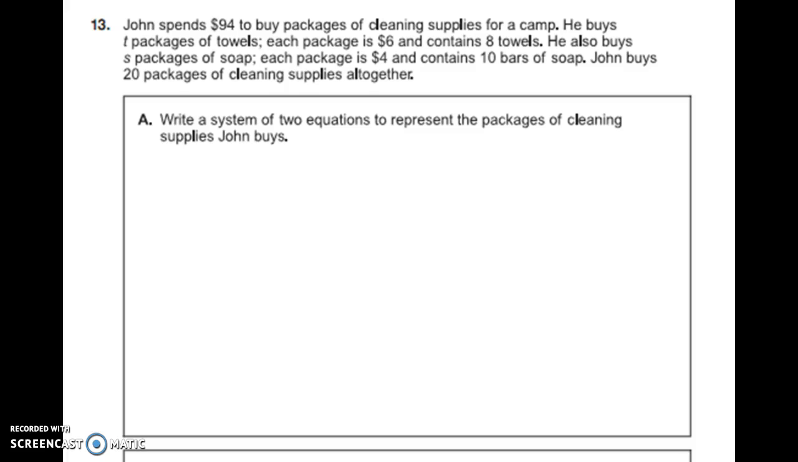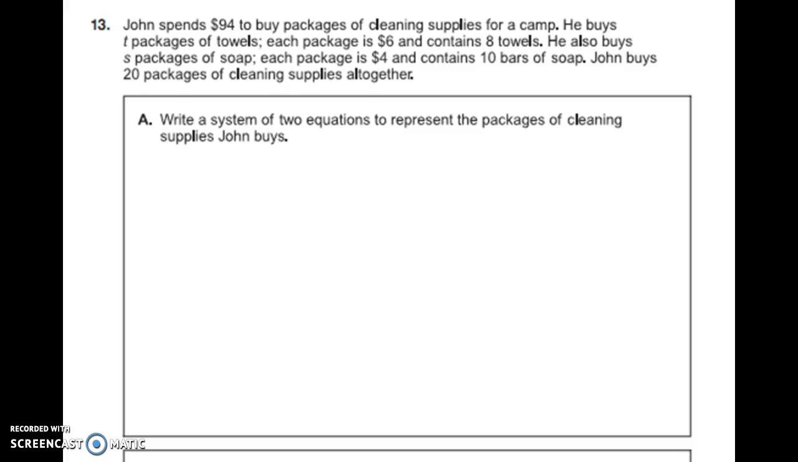So here goes. For number 13, John spends $94 to buy packages of cleaning supplies for a camp. He buys T packages of towels. Each package is $6 and contains 8 towels. He also buys S packages of soap. Each package is $4 and contains 10 bars of soap. John buys 20 packages of cleaning supplies altogether.